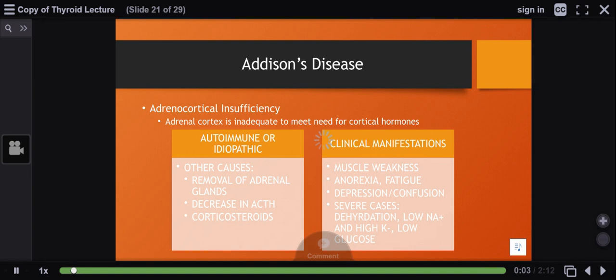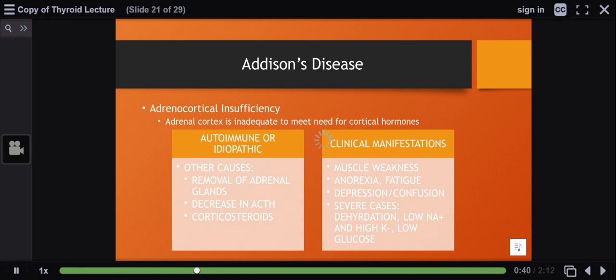Addison's disease is another disorder that originates due to complications within the adrenal gland. Addison's disease occurs when either there has been damage to the adrenal glands or the adrenal glands cannot produce a sufficient amount of cortical hormones to meet the body's needs. The majority of cases of Addison's disease originate from either an autoimmune disorder or are idiopathic, which also means an unknown cause.